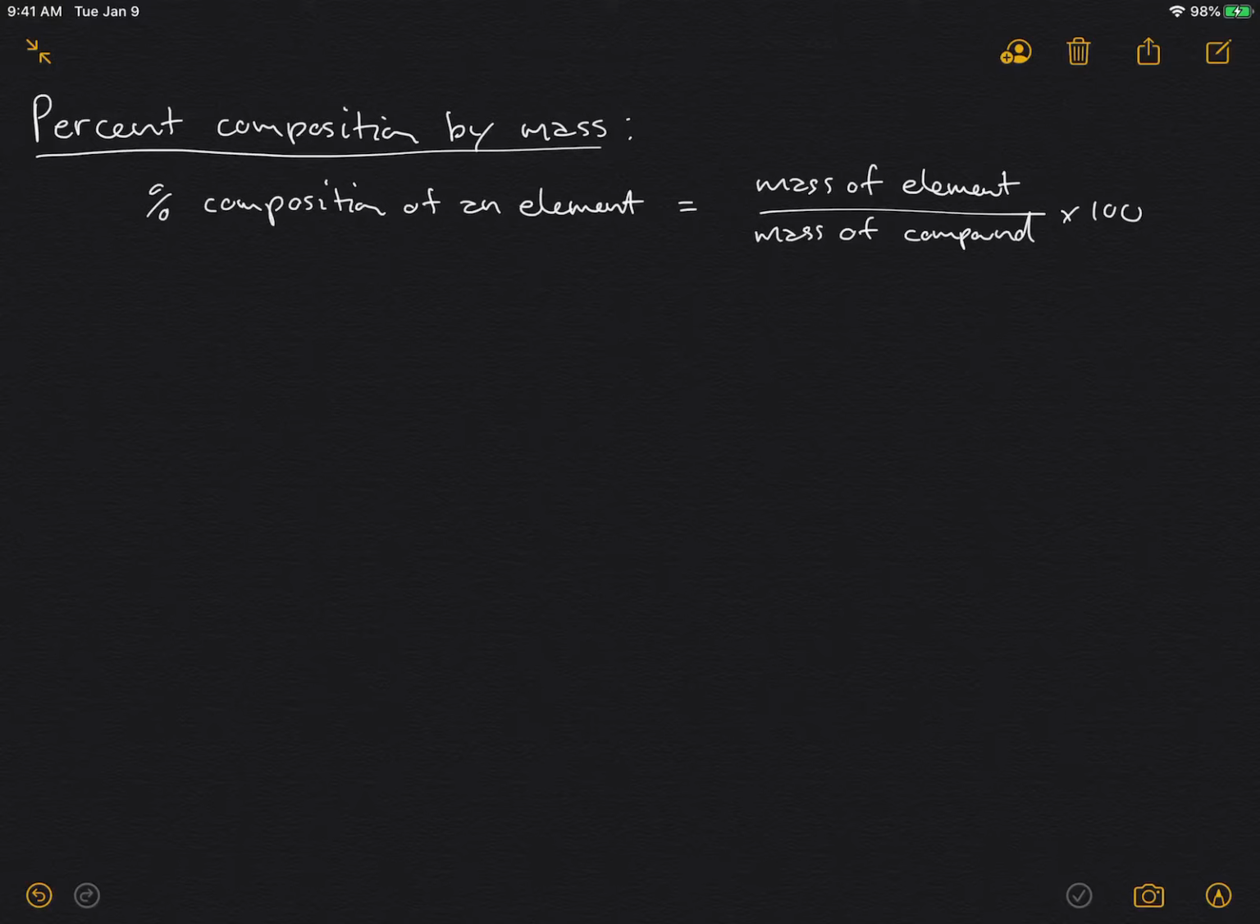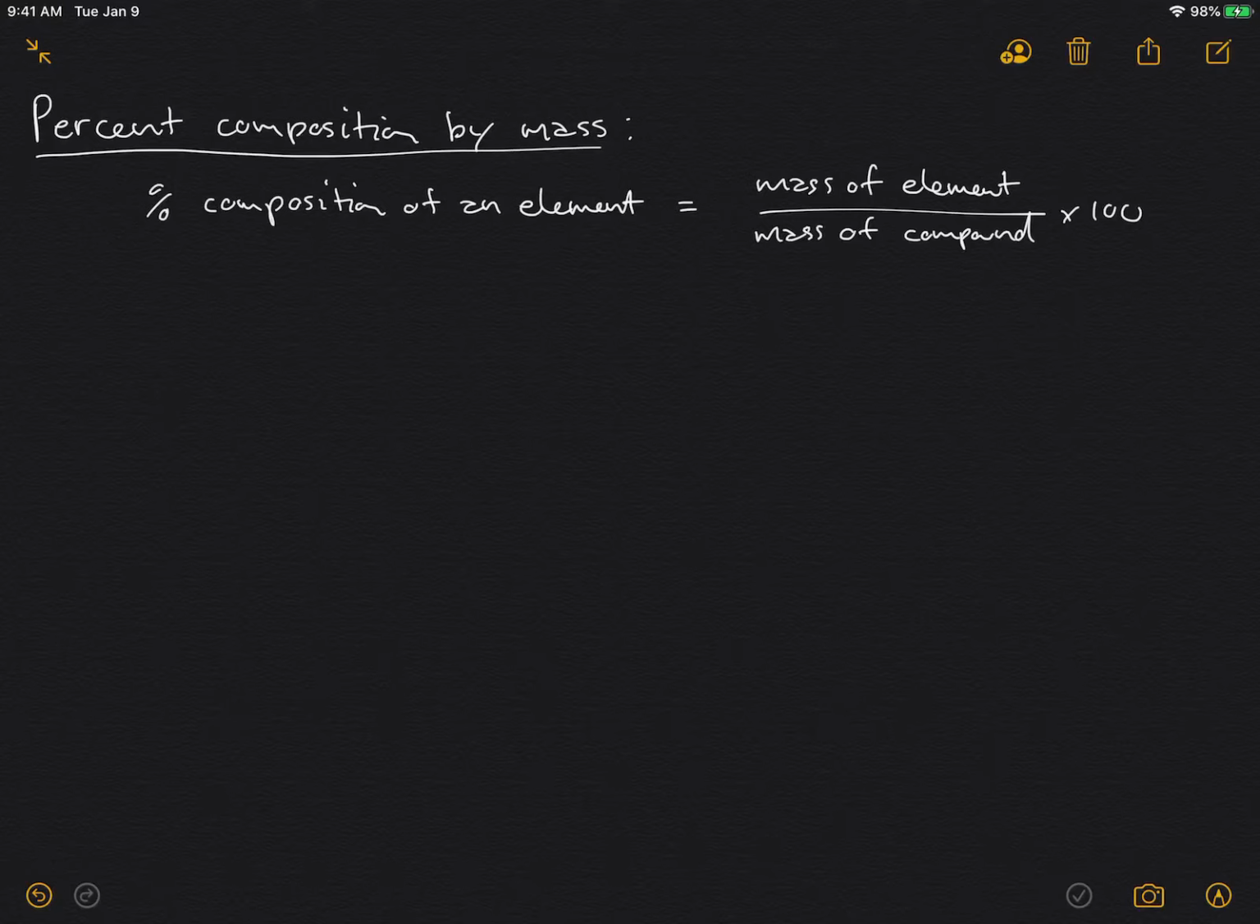All right, let's see how to calculate the percent composition by mass of each element in a compound. And you may be asked to calculate the percent composition for one specific element, or in the example I'm going to show you, we're going to do this calculation for each element in one compound.